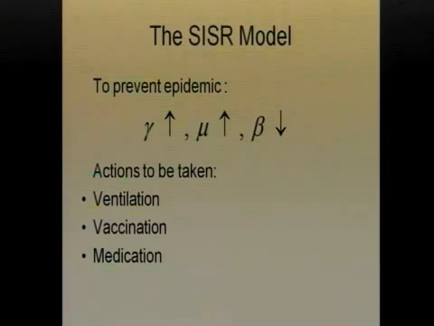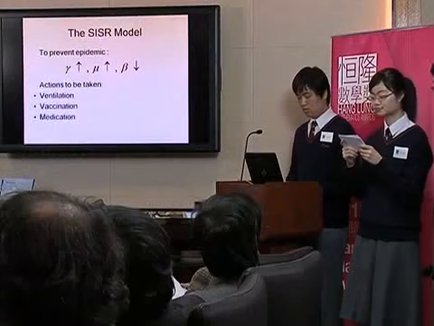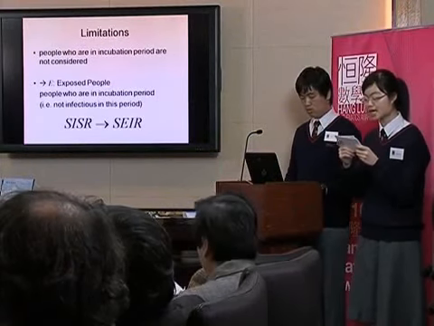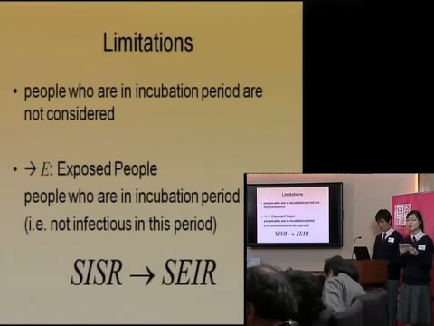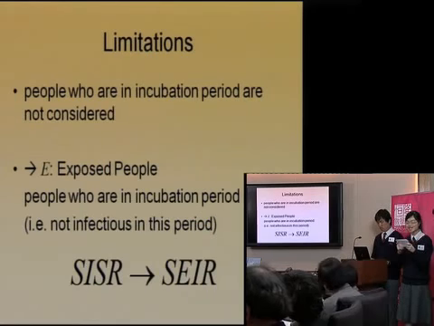We can take action, for instance, providing vaccination and improving ventilation can decrease the value of beta, and government can provide medicine to patients as soon as possible to increase the value of gamma. There are still some limitations in this model since people who are in incubation period are not considered.